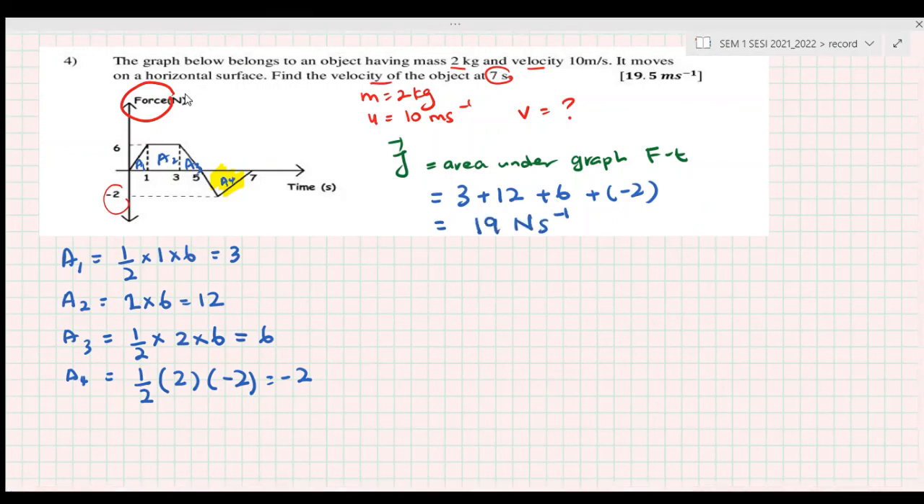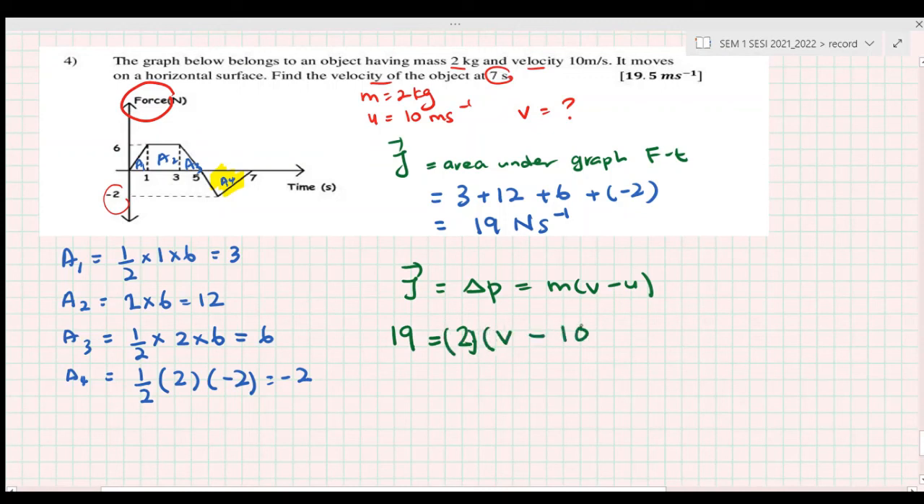But the question does not ask us to find the impulse. It asks us to find the final velocity. Impulse is equal to the change in momentum, which is MV minus U. The impulse we got is 19. Mass is 2. Final velocity is to be found, initial velocity is 10. So we factorize, and we get V equals 19.5 meter per second.